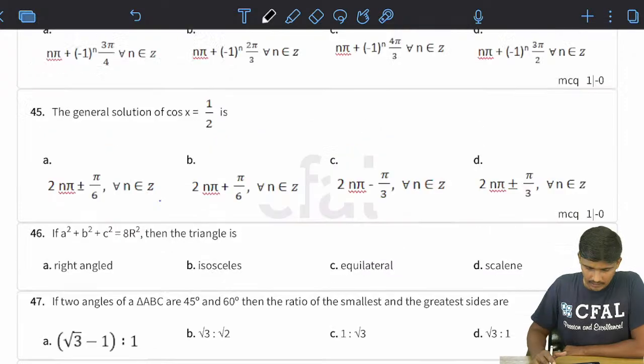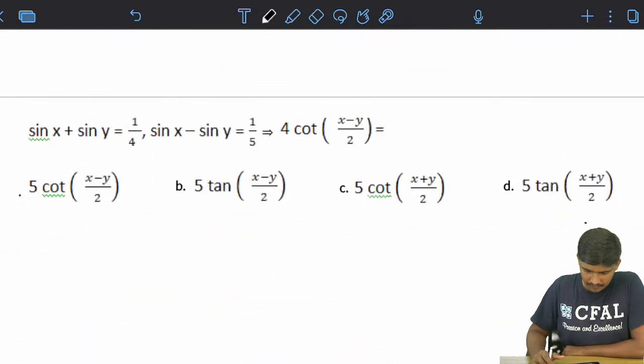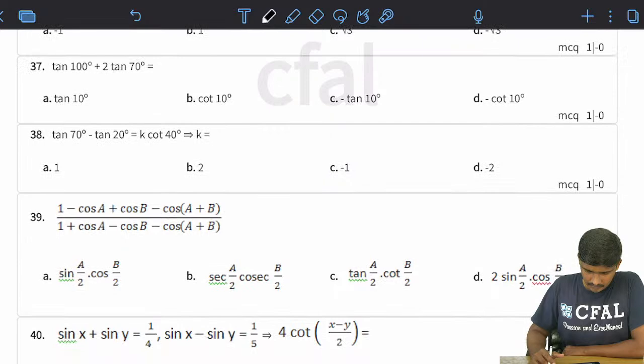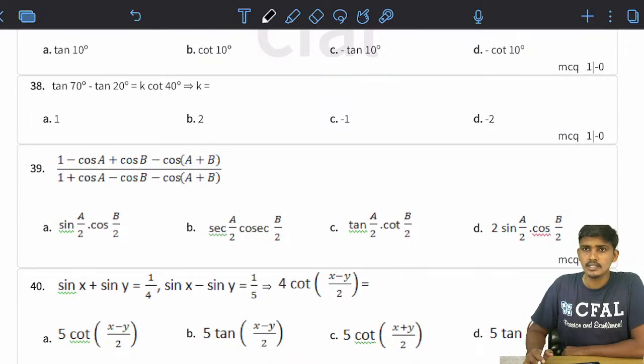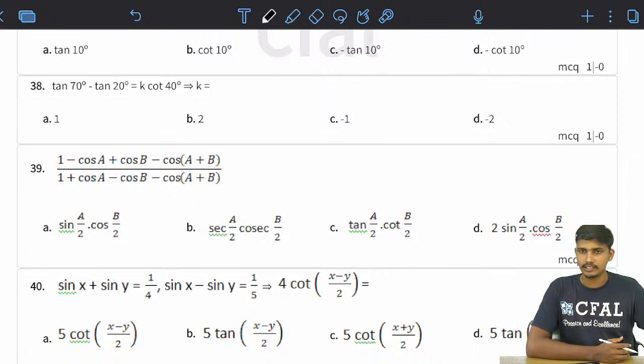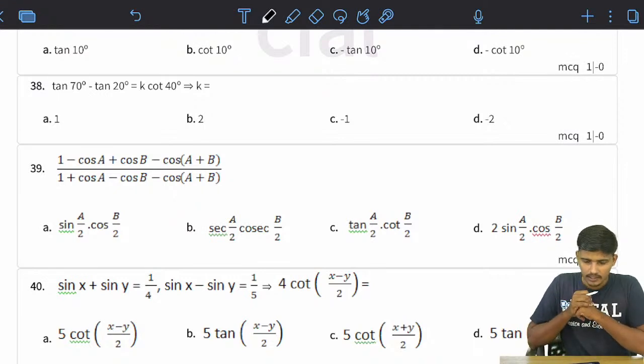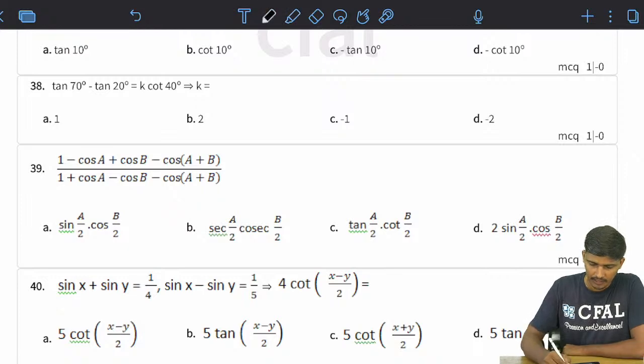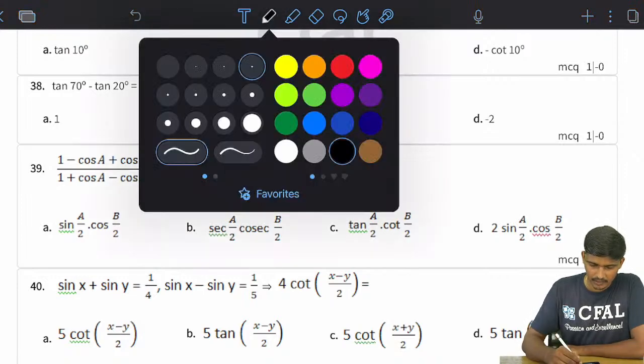Okay. So the 39th and 30th question. Let's see. The 39th question looks very complicated, right? What you can do is just substitute the values and you can see. Just substitute different values for A and B, and you'll get the answers there. Otherwise, the calculation might be lengthy. You can just substitute different values of A and B. You will get the answer.